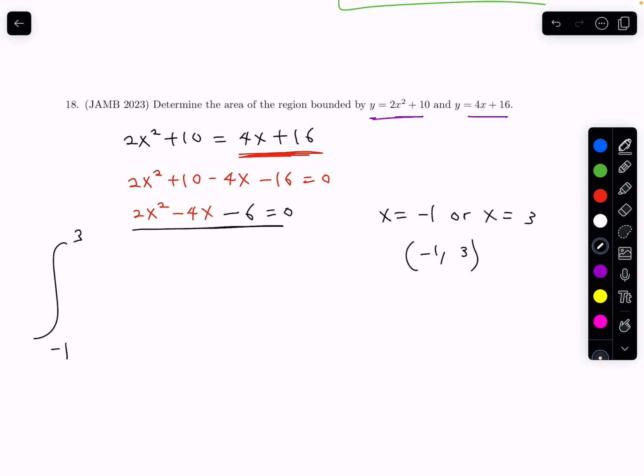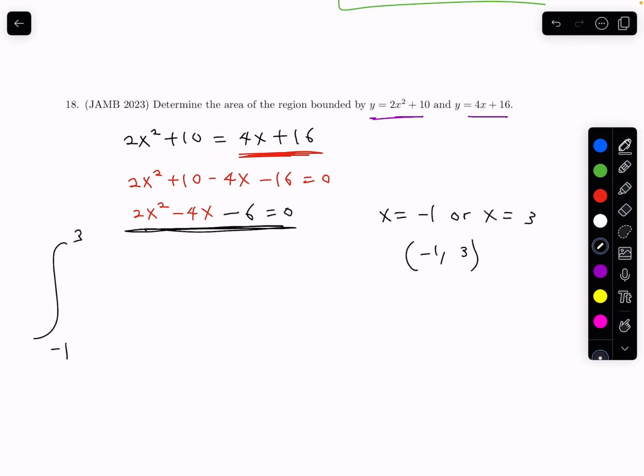If you solve this quadratic equation, you're going to get x is equal to -1 or x is equal to 3. So now it's going to be the integral from -1 to 3 of either 2x squared plus 10 coming first minus 4x plus 16, or 4x plus 16 coming first minus 2x squared plus 10. But how do we know which one will come first?